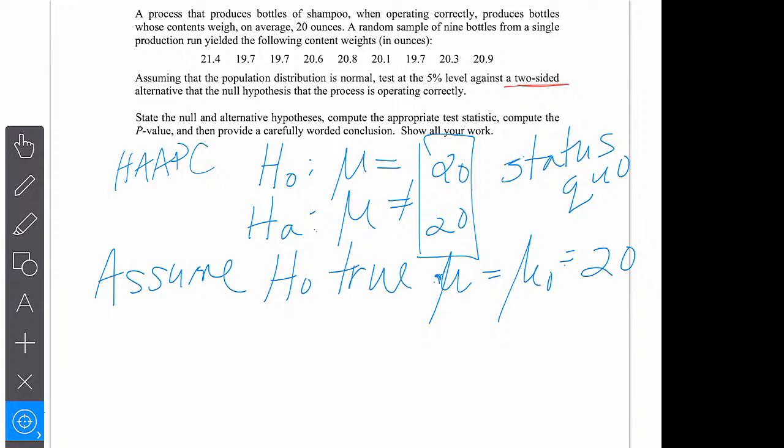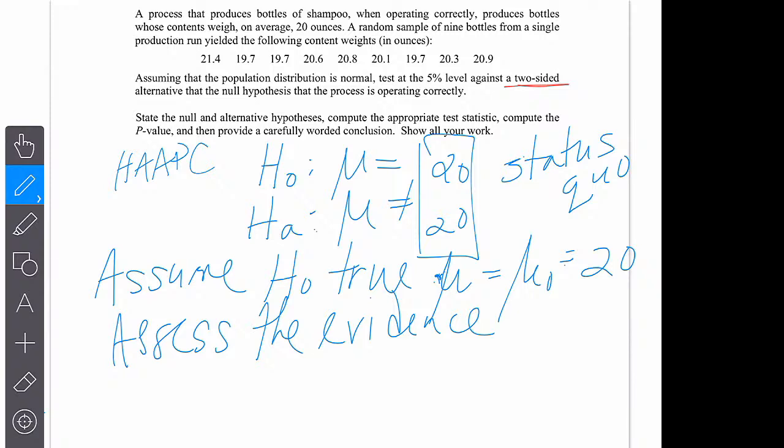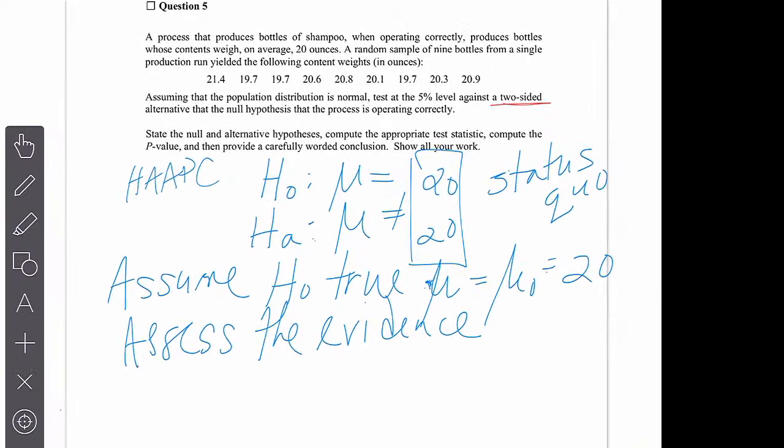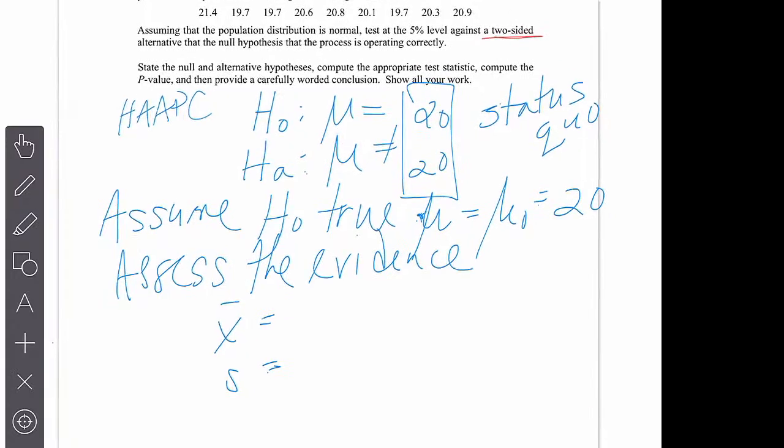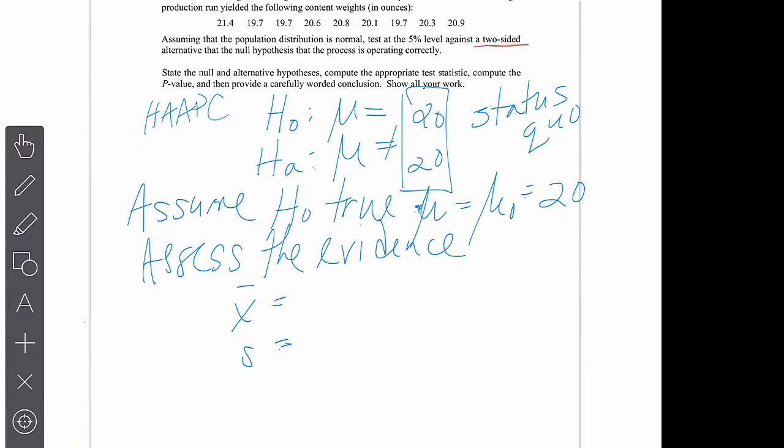So we're going to do the next step. We're going to assess the evidence. A for assess the evidence. Assessing the evidence is assessing the sample. The sample is where we get the mean and standard deviation from. So X bar and S from the sample must be calculated. So use your calculators the way you learned in stat mode to calculate the mean and standard deviation.